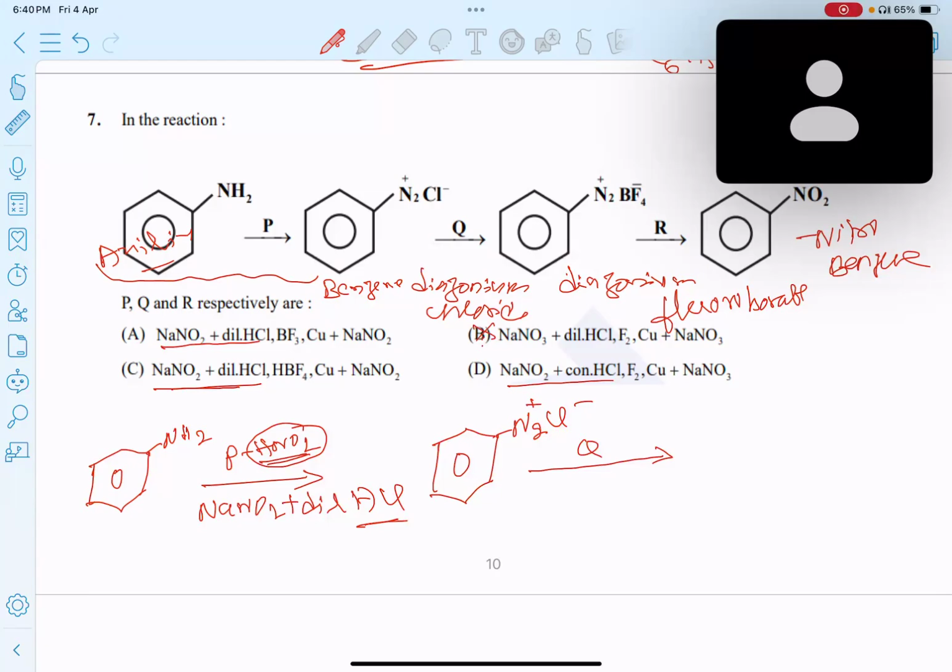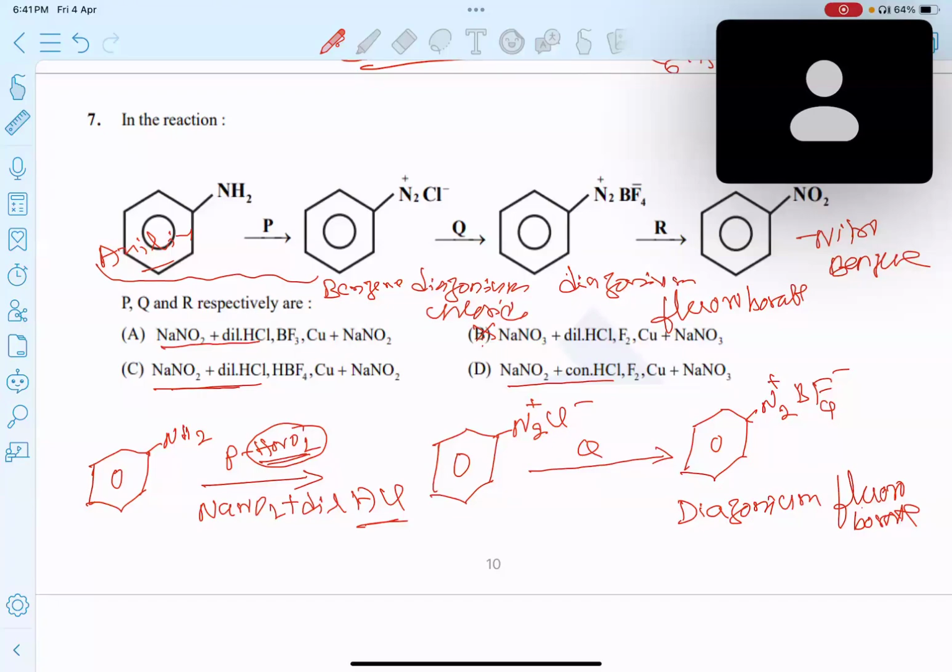When benzene diazonium chloride is treated with Q, the product formed is diazonium fluoroborate. So in these reactions, when diazonium chloride is treated with hydrofluoroboric acid, the product is diazonium fluoroborate.